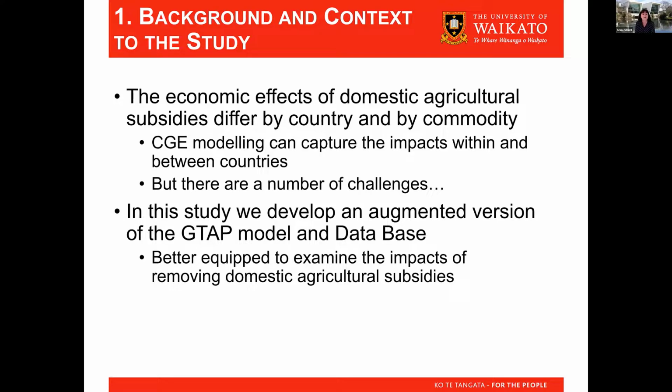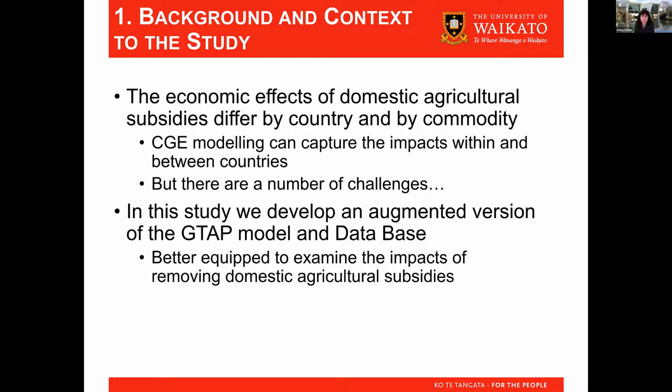We give you a little bit of background to the studies. The economic effects of domestic agricultural subsidies will differ by country and commodity. So a CGE model like GTAP is ideal for capturing the impacts, both within a country, those movements between sectors, and also between countries. So when one country changes its domestic support, how that impacts prices and the shifts that causes in the country itself, but also in other countries.